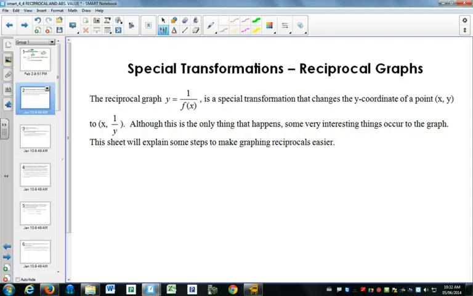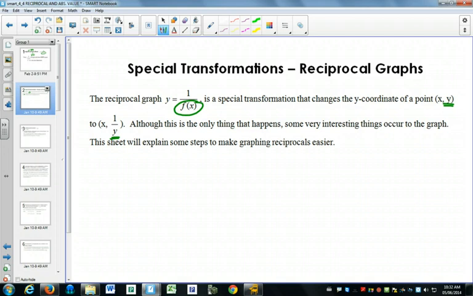There we go. Okay, so all this transformation does, since f of x is your y coordinate, it just takes your y coordinate and changes it to 1 over y. That's the only thing that's going to happen. I could say lesson done, because that's it. The y coordinate changes to 1 over y.